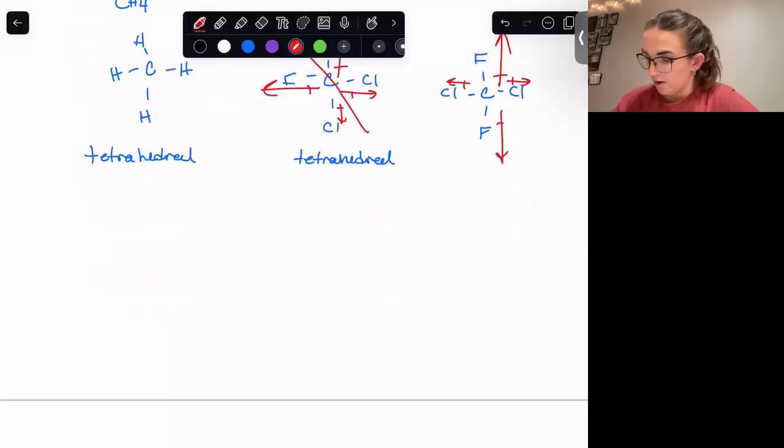And then the last thing that we could look at: you need to know what those shapes look like. You need to be able to visualize or write down what a tetrahedral looks like, or what a trigonal bipyramidal looks like, or what an octahedral looks like.